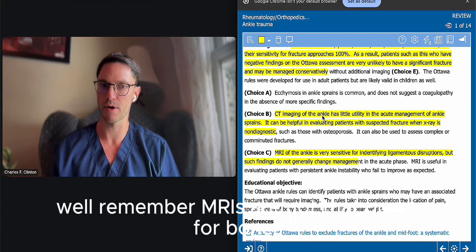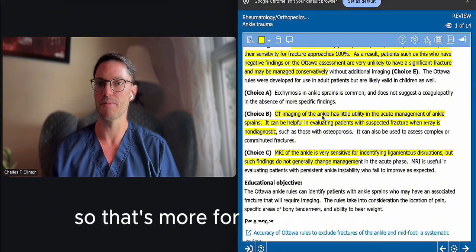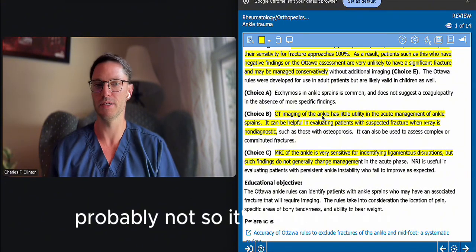When would you do an MRI? Well, remember, MRIs are not that good for bones, so that's more for seeing ligaments. But would an MRI here change management at all? Probably not. So it's mainly a decoy.